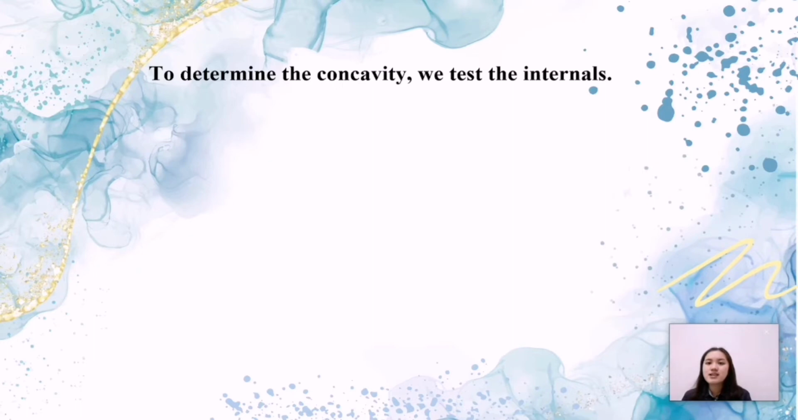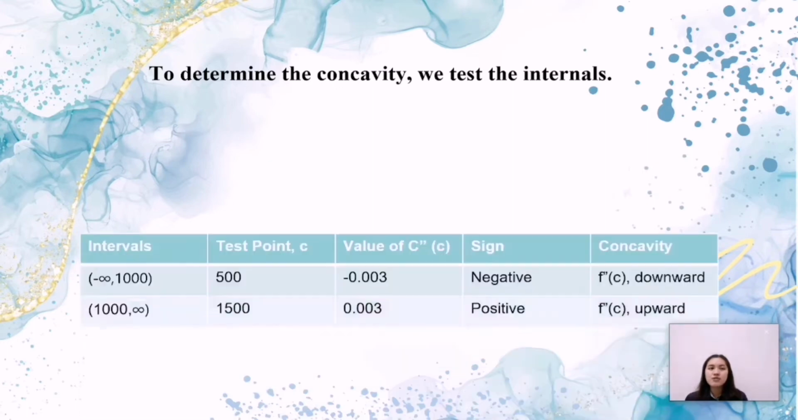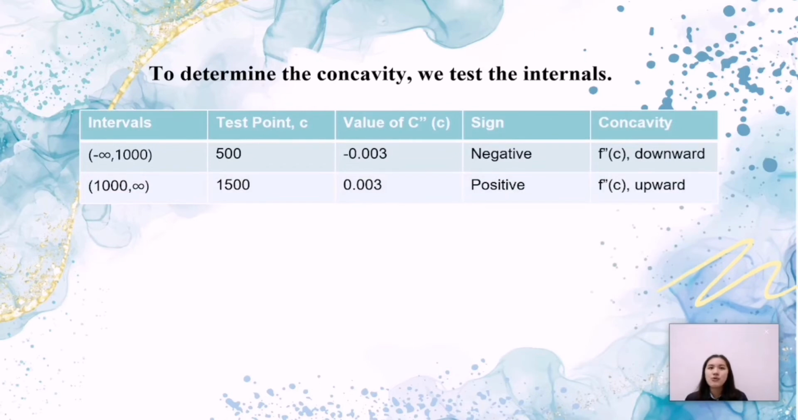So, to determine the concavity, we test the intervals. For the interval negative infinity to 1000, we put 500 as the test point. So we can notice that the second derivative of the cost function will become negative 0.003, and the sign is negative, so the concavity will be downward. And for the interval 1000 to infinity, we choose 1500 as our test point. So we can notice that the second derivative of the cost function will become 0.03. The sign is positive, so the concavity will be upward.